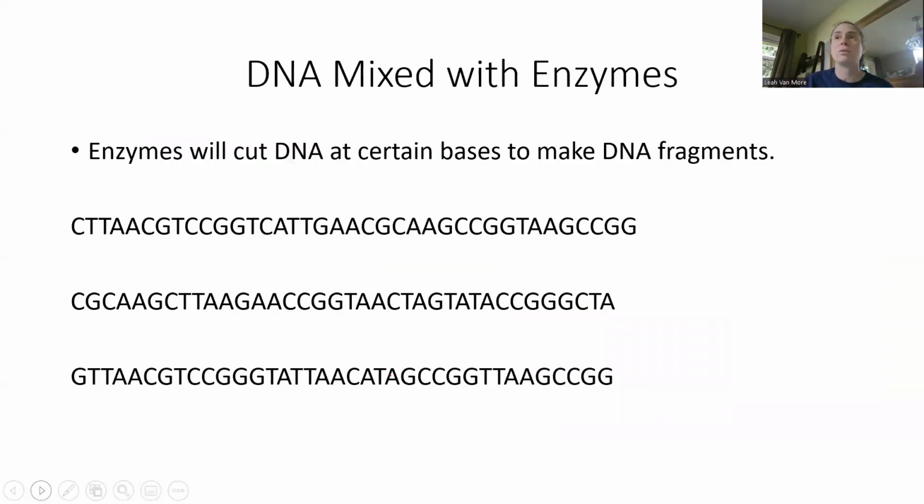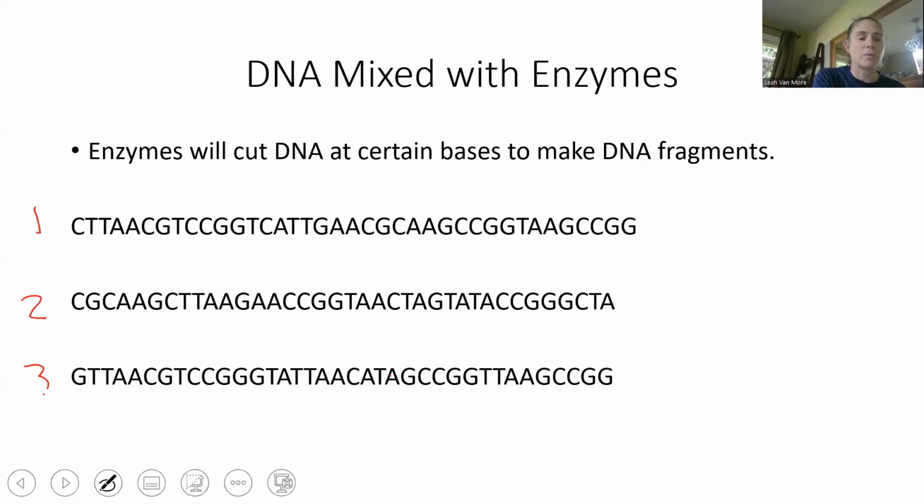So what we do, and we're going to do this before you even get to it, is mix the DNA with some enzymes. And enzymes are proteins. Here again, we see some proteins that cut the DNA at certain bases to make DNA fragments. We have DNA from 3 different organisms. So we've got organism 1, organism 2, and organism 3.